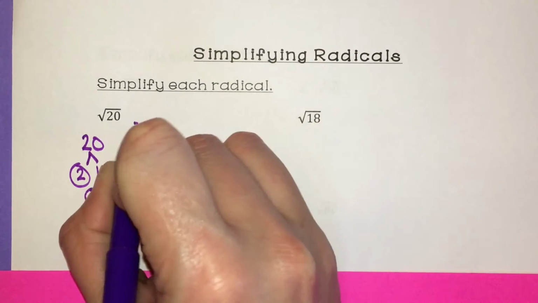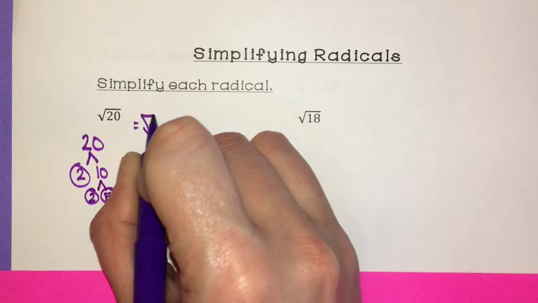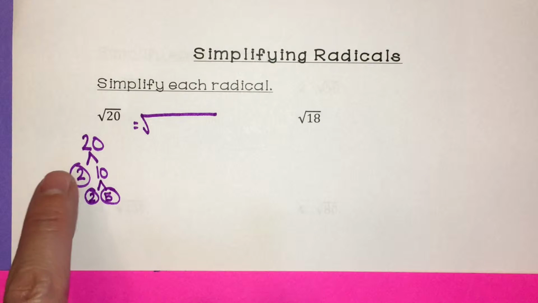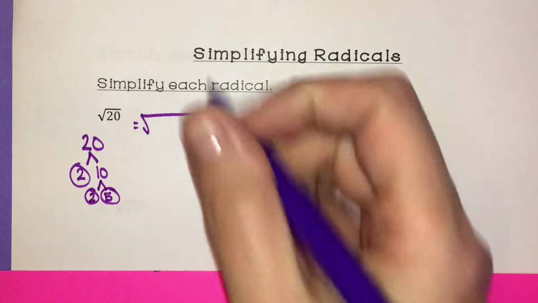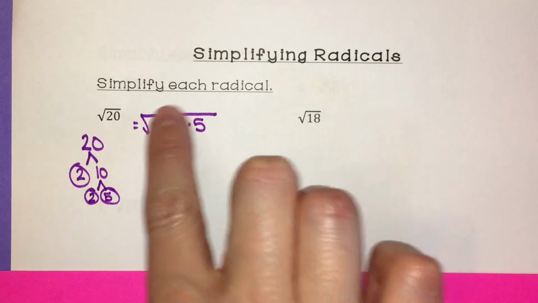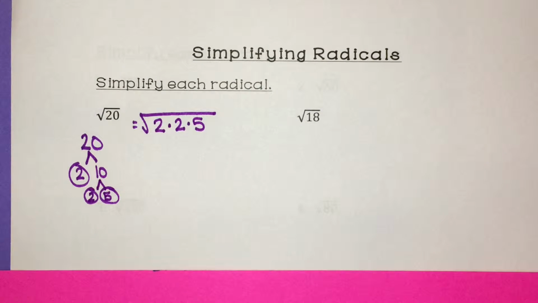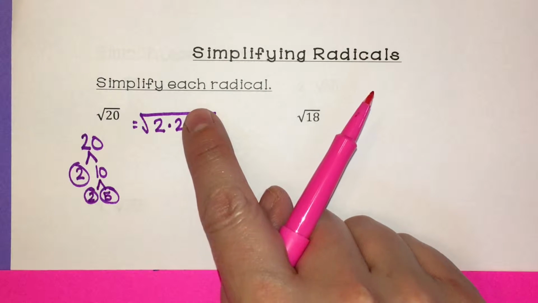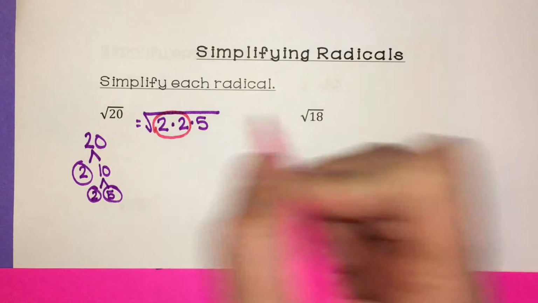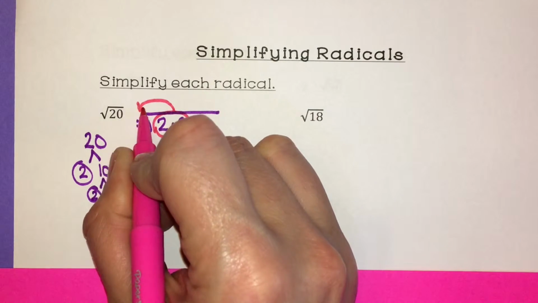So what this means is that the square root of 20 is the same thing as the square root of 2 times 2 times 5. I'm just going to write them in order from smallest to largest. If I re-multiply these together, I end up with 20. But a square root means what number multiplied by itself equals the number under the square root. Well, we have a 2 times 2, meaning we have 2 multiplied by itself. So that means we can pull a 2 out.